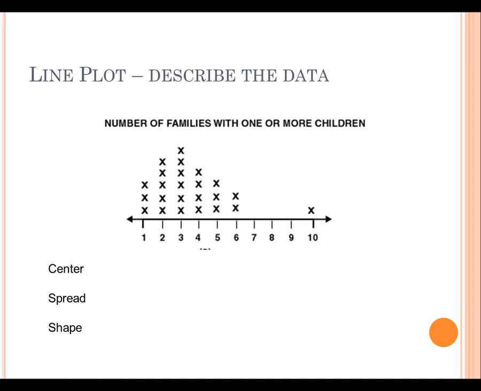So the center, there is 3, 6, 9, 12, 15, 18, 21, 22, 23, 24 data sets there. Okay? And the center would be 10 to the left and 10 to the right. So we got 3, 6, 7, 8, 9, 10. So the center is going to be on that 3. The spread is going to be from 1 to 10, and there's an outlier of 10, but the spread is going to be between 1 and 6. That's what typically people have.